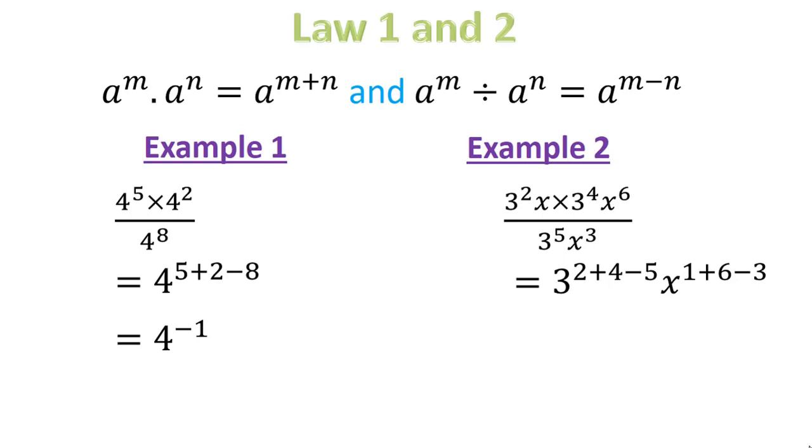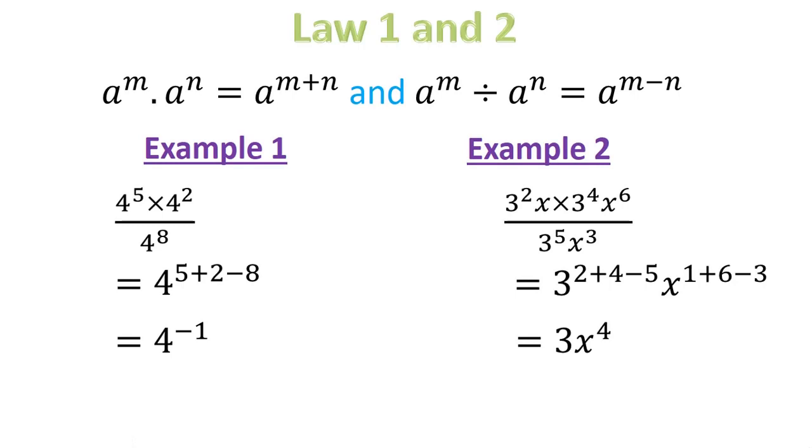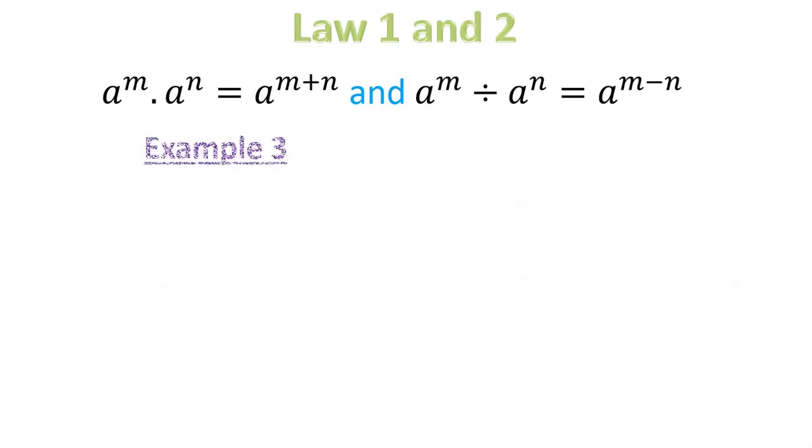Let's get our answer. That gives us 3. 2 plus 4 is 6, minus 5 is 1, and so you just have 3 by itself. X, 1 plus 6 is 7, minus 3 is 4, so it's x to the power of 4. Let's look at example 3.